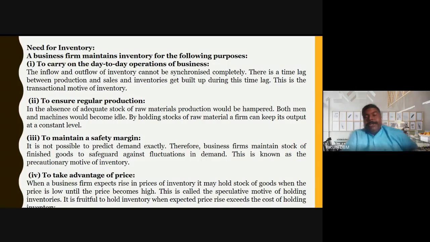Next, to maintain a safety margin. It is not possible to predict demand exactly, therefore business firms maintain stock of finished goods to safeguard against fluctuations in demand. This is known as the precautionary motive of inventory.